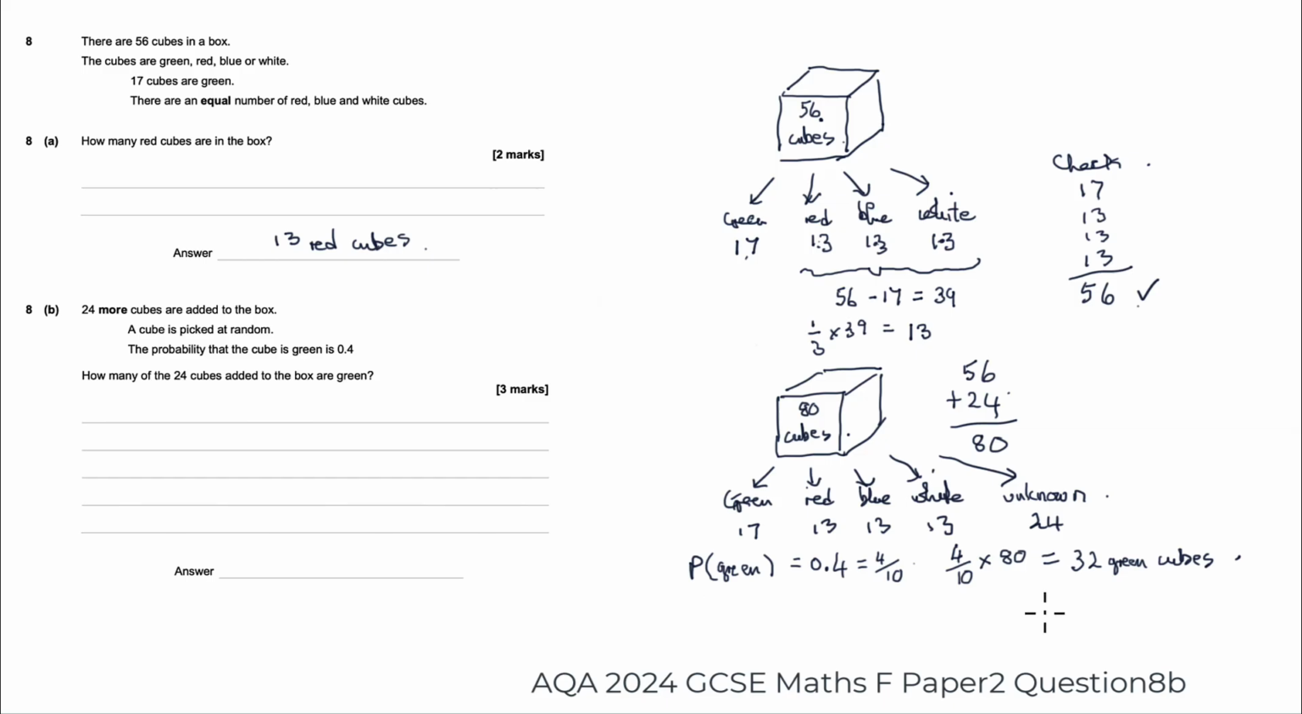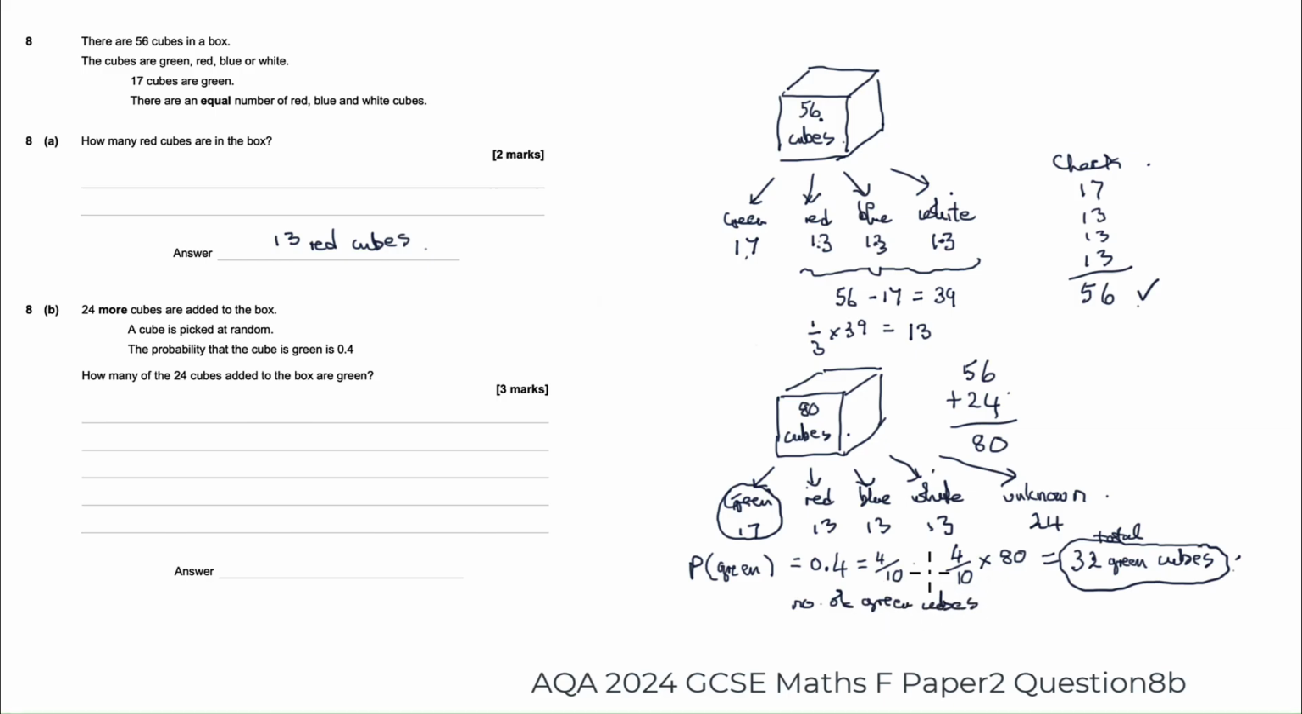So there's a fact. We've got 17 known green ones in there. We've now got a total of 32 green cubes. So we used to have 17. We've now got 32. Number of greens added.